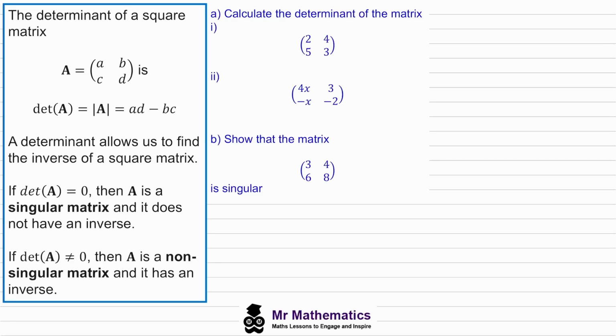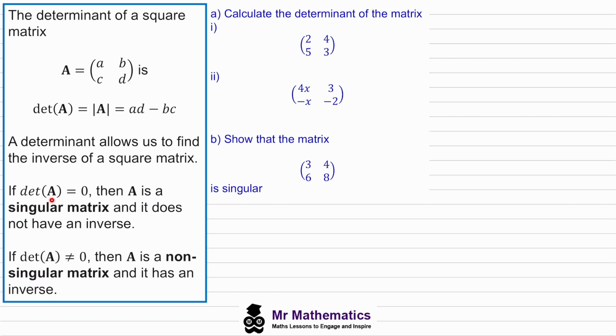Hi everybody. So in this video, we're going to look at the determinant of a square matrix. So we have matrix A, which is this 2 by 2 matrix here. The elements are a, b, c, and d. We say the determinant of matrix A is equal to this symbol here, where A is between two straight lines, and this is equal to the difference between the product of the elements a and d and the product of b and c. And our determinant allows us to find the inverse of a square matrix.